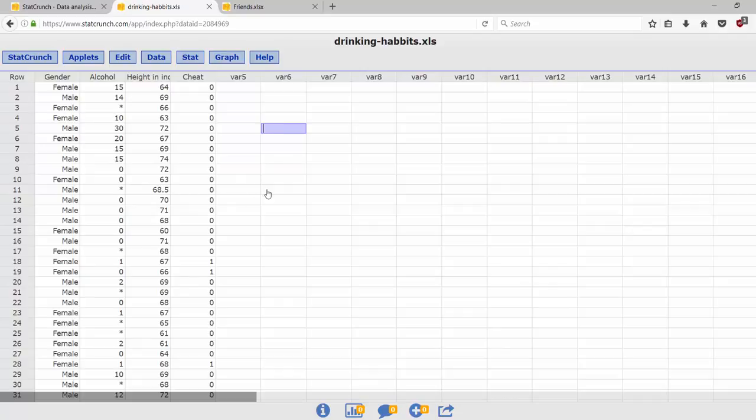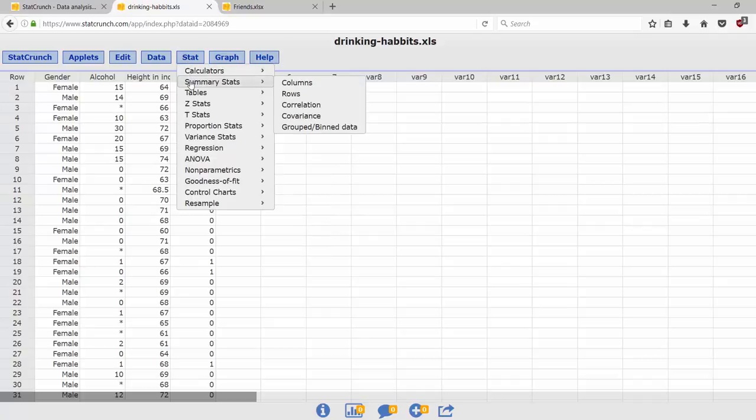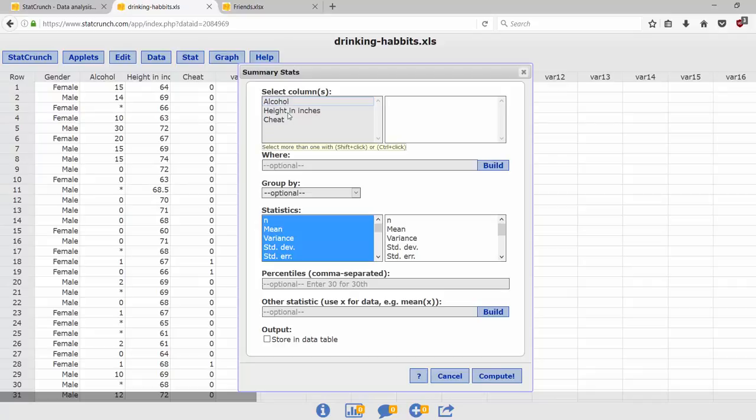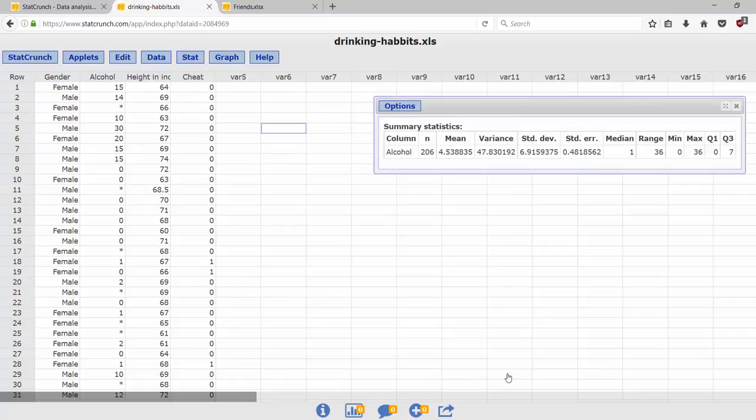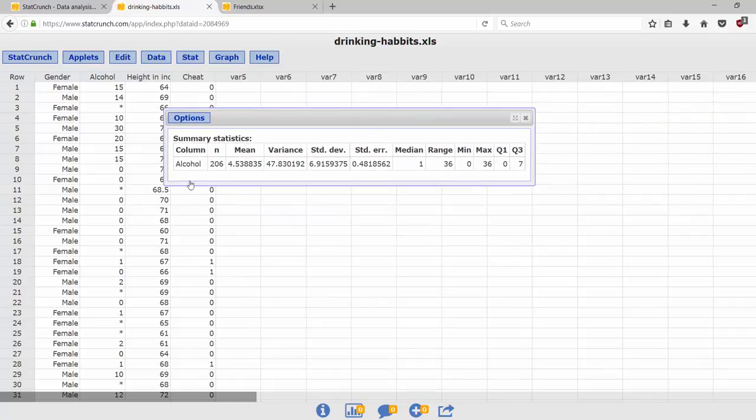So let's go ahead and look at the summary statistics of, say, alcohol, right? Everybody good? Okay, so I'll go to summary statistics, columns, and alcohol. Now you can see it will compute all the numerical summaries for you. So you can see it tells you that there are 206 people whose daily alcohol intake we know. Their mean is this, variance is this, and the 5-number summary is that, right? Everybody fine? Okay.